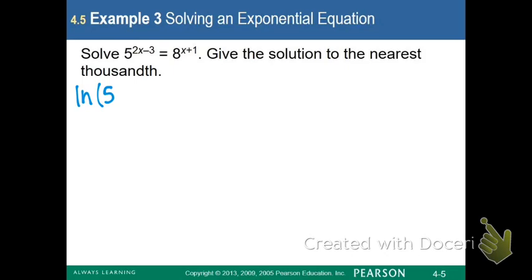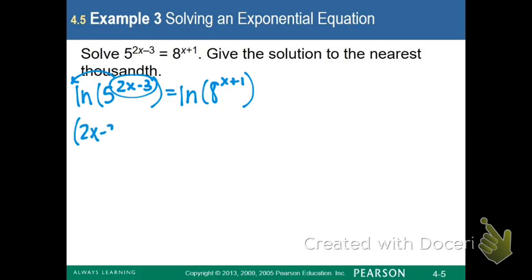So natural log of 5 to the 2x minus 3 equals the natural log of 8 to the x plus 1. Now, properties of logarithms tell us that when you have an exponent like that, it can get moved out in front of the logarithm. So then this will become 2x minus 3 times the natural log of 5 equals, same thing here, move that out in front, x plus 1 times the natural log of 8.